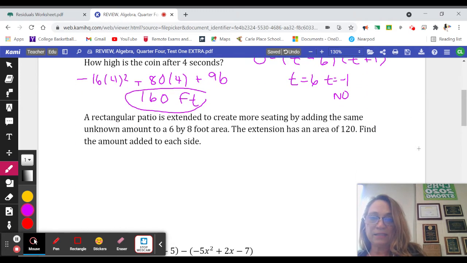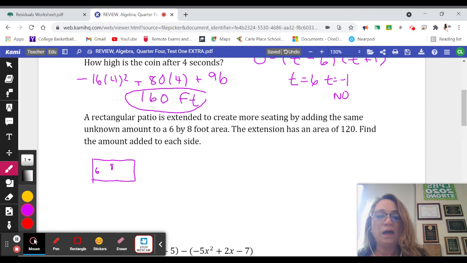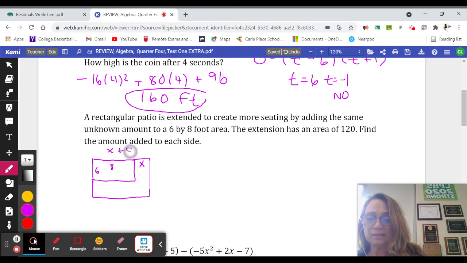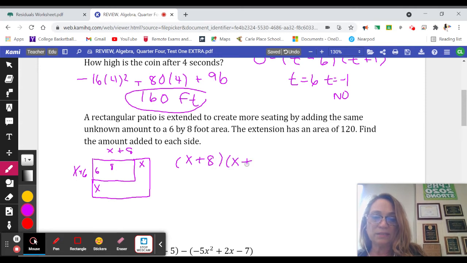All right, a rectangular patio that is 6 by 8, I'm going to put those inside, has an extension by adding the same unknown amount. So I'm going to add a little here, I'm going to add a little here, and those should be equal. I don't know what it is, so I'm going to call it x. Therefore, my new top is x plus 8, because it's the x and the 8. And my new side is x plus 6, because it's the x and the 6. So this means that (x plus 8) times (x plus 6) would equal the entire area.